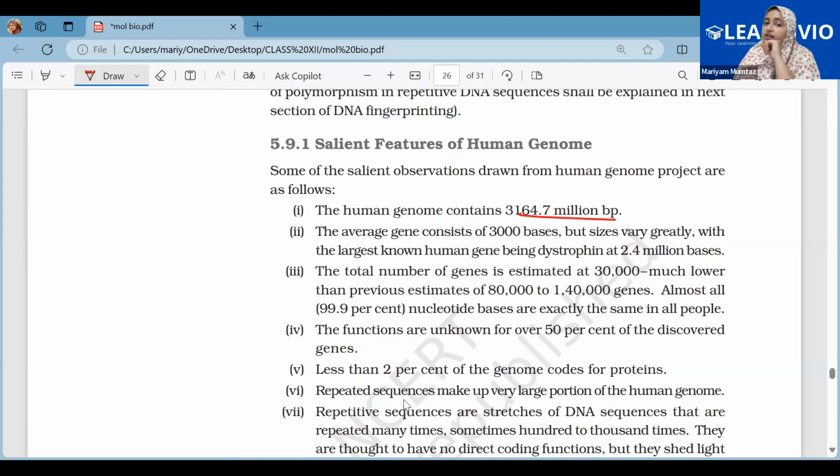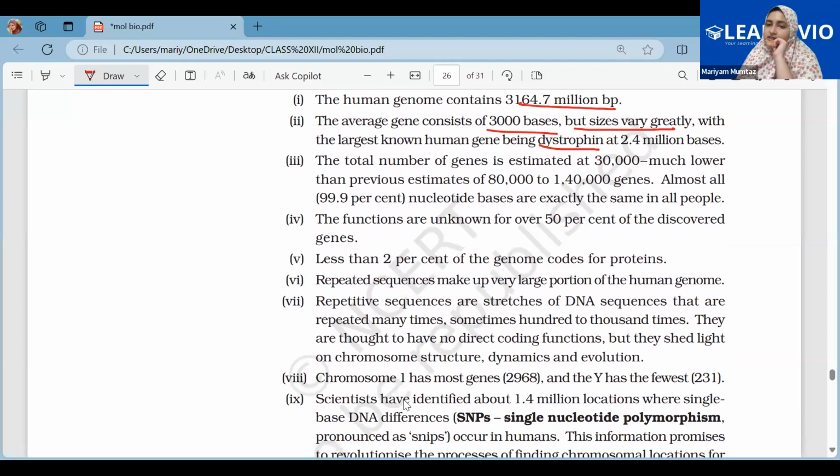Now, the average gene consists of 3,000 bases, but sizes vary greatly, with the largest human gene being dystrophin. Dystrophin is the largest human gene, and it has 2.4 million bases. Now, the total number of genes is estimated at 30,000, which is much lower than the previous estimate. People had made many estimations, but it finally came down to this particular number.